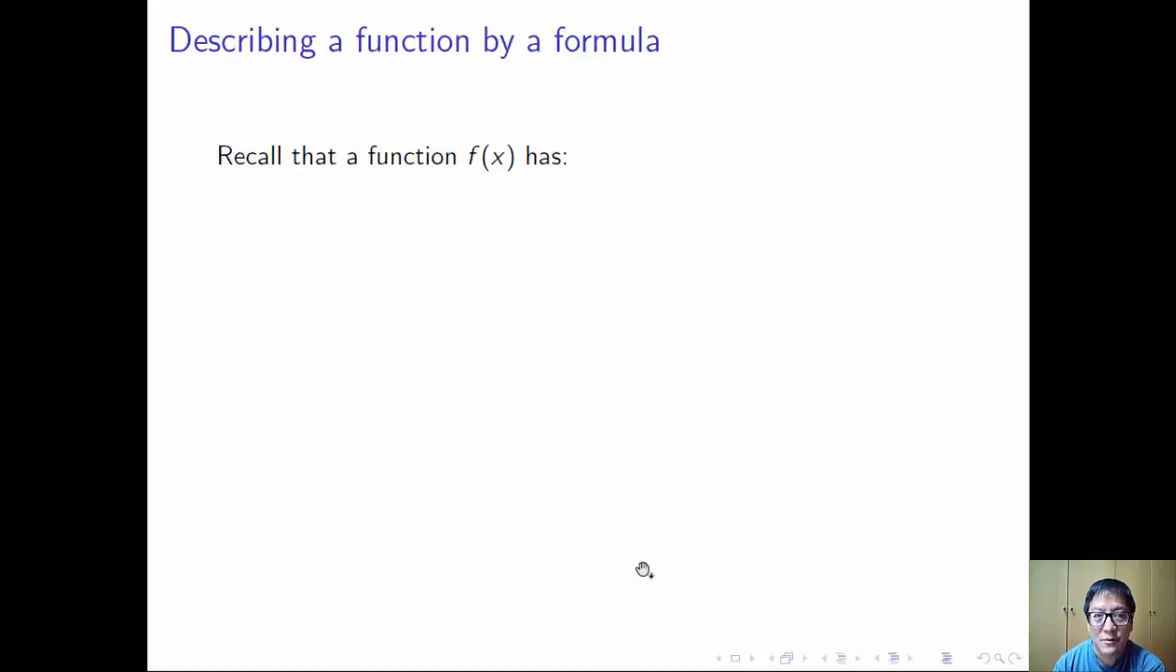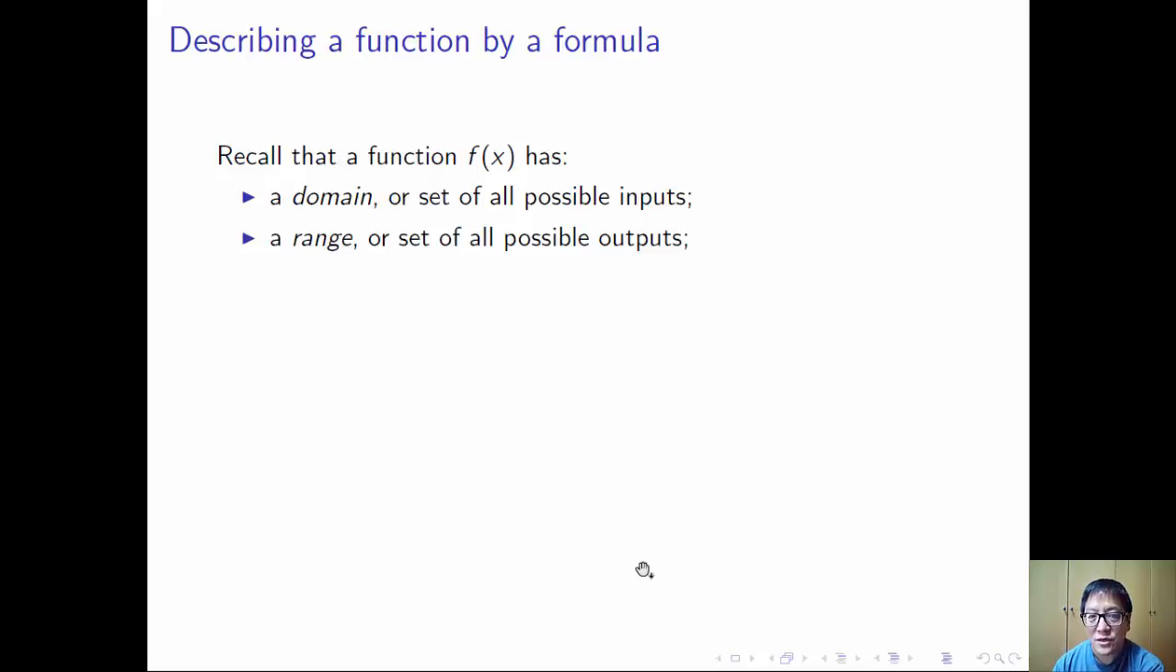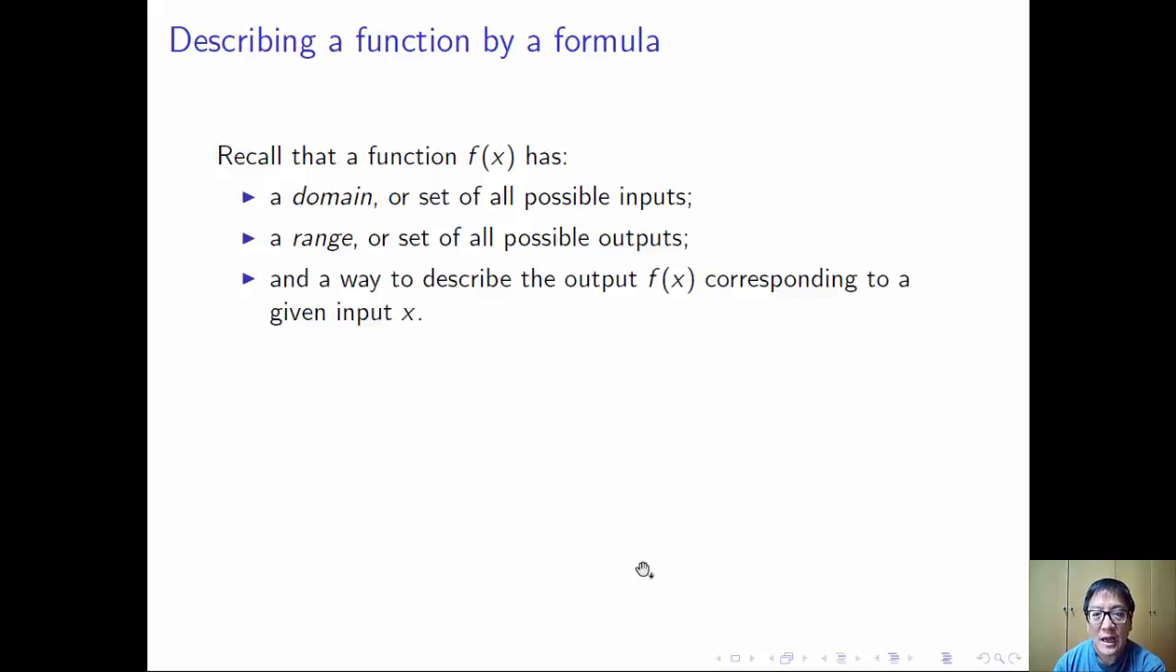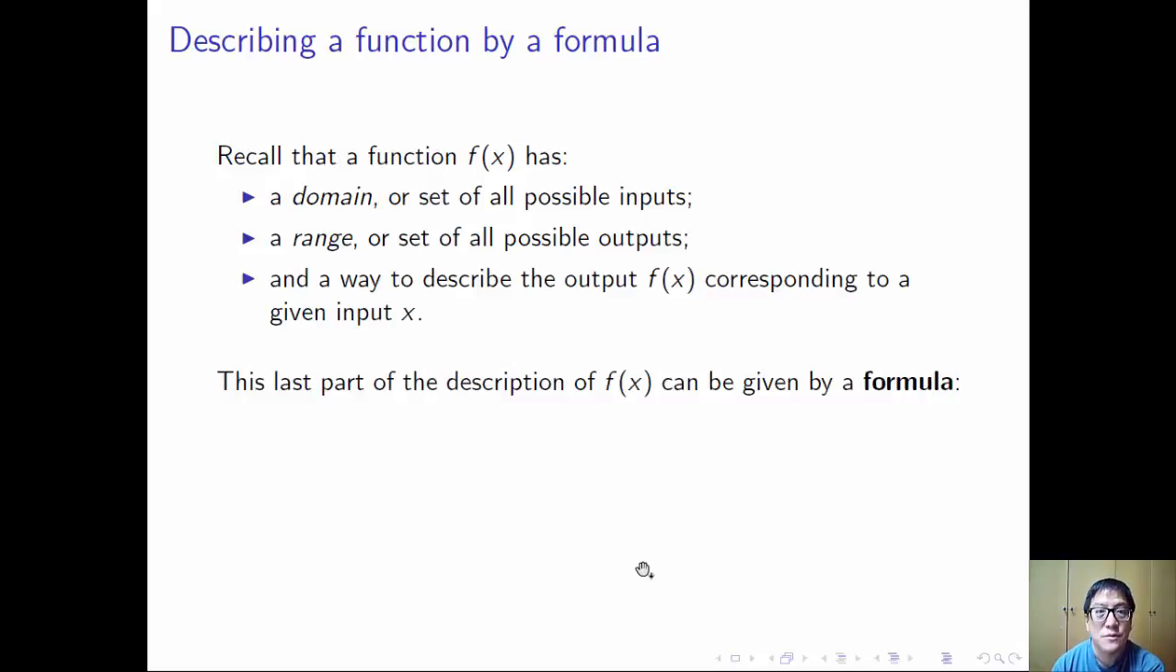The one you're most familiar with is probably describing a function by its formula. So recall that for a function f of x, you need a domain, which is the set of all its possible inputs. You need a range, which is the set of all its possible outputs. And you need a way to describe what the output f of x is that corresponds to a given input x. This last part of the description can be given by a formula.